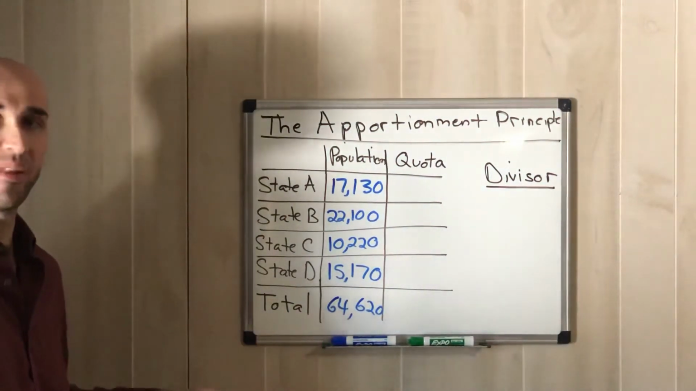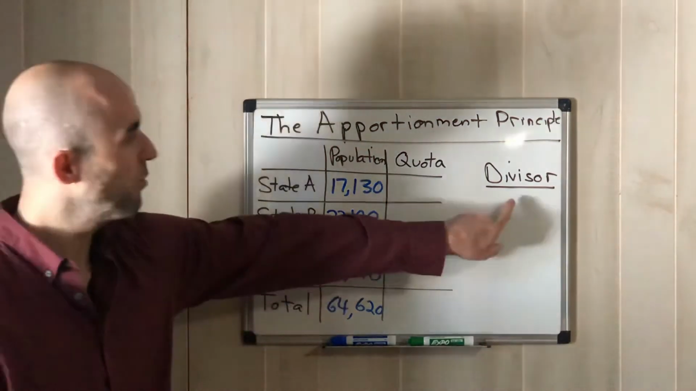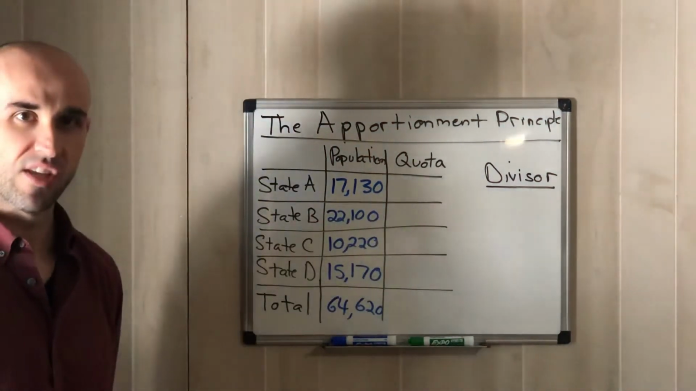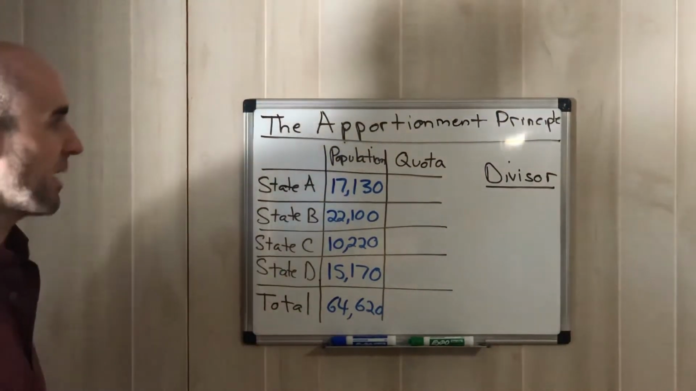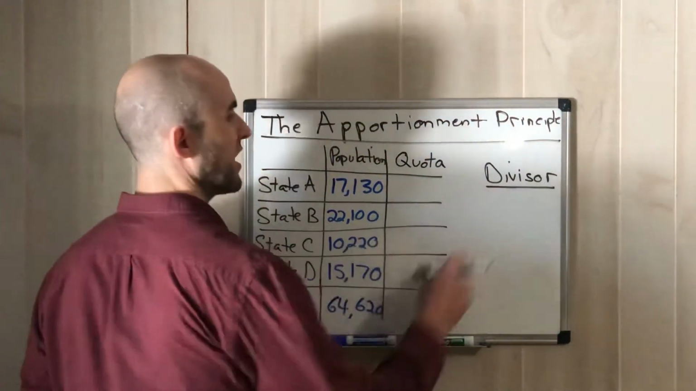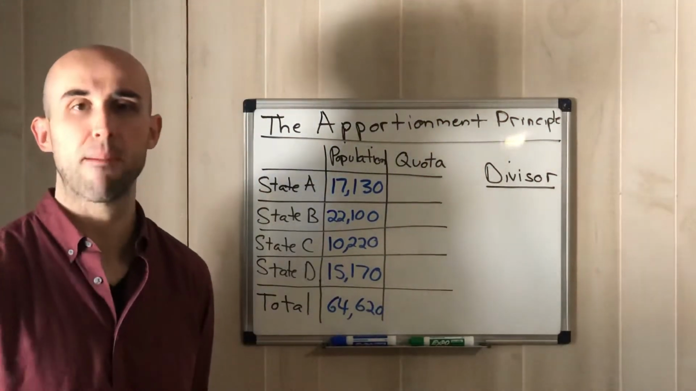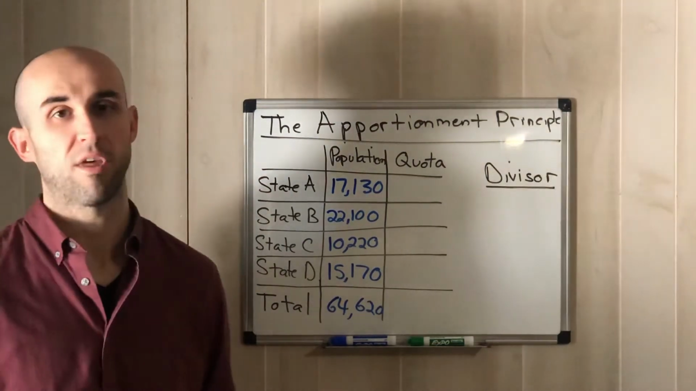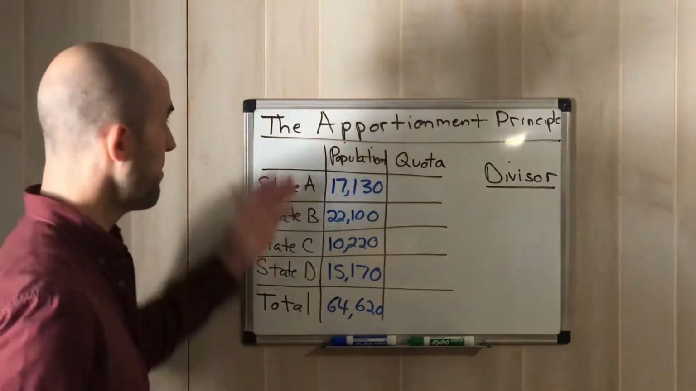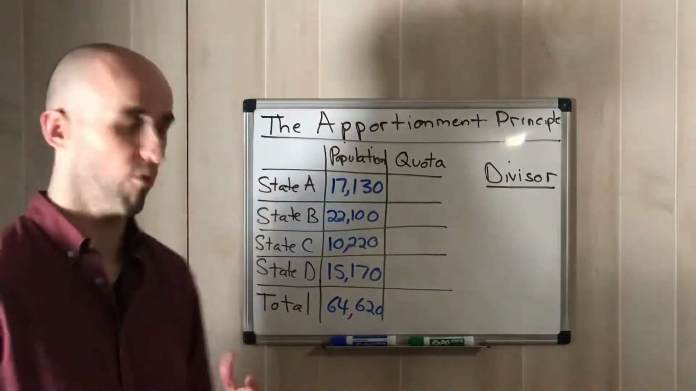So right now, whenever you start this process, you always have to figure out your total. What's your total population? And once we have our total population, now we can figure out the divisor. The divisor is the number that's going to tell us what we're going to divide everything by. But in order to know what the divisor is, we need to know how many seats, how many representatives, there are going to be to split. You need to know whether there's only 10 to split amongst all of them, or whether there's 30 to split amongst all of them. We need to know that.